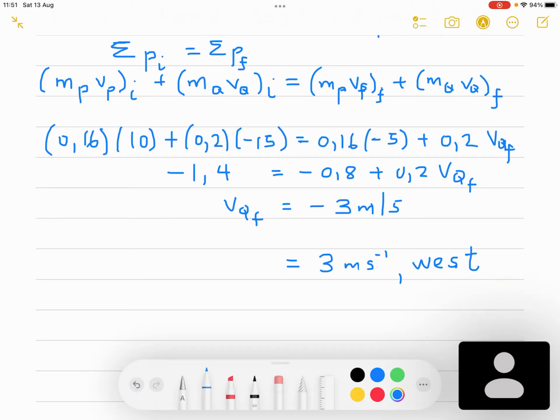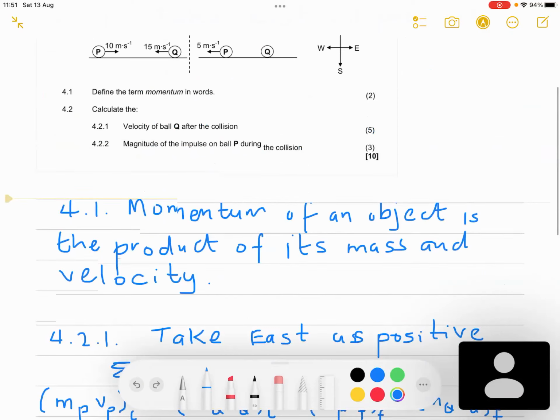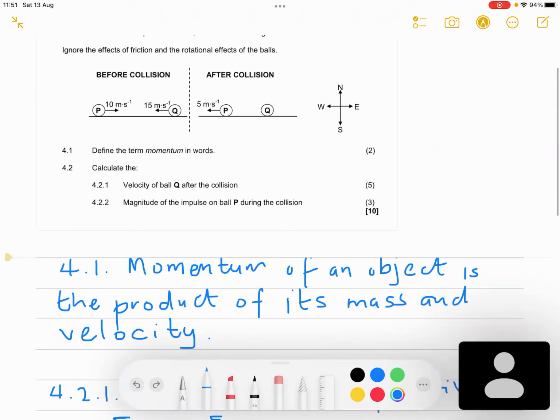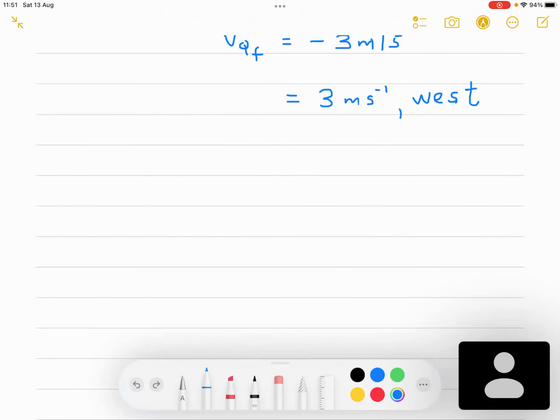So that's the answer to calculate the velocity of ball Q after the collision. Okay, so that's the velocity after the collision. The next question is, calculate the magnitude of the impulse on ball P during the collision. What is the magnitude of the impulse on ball P during the collision? Okay, can you do that?